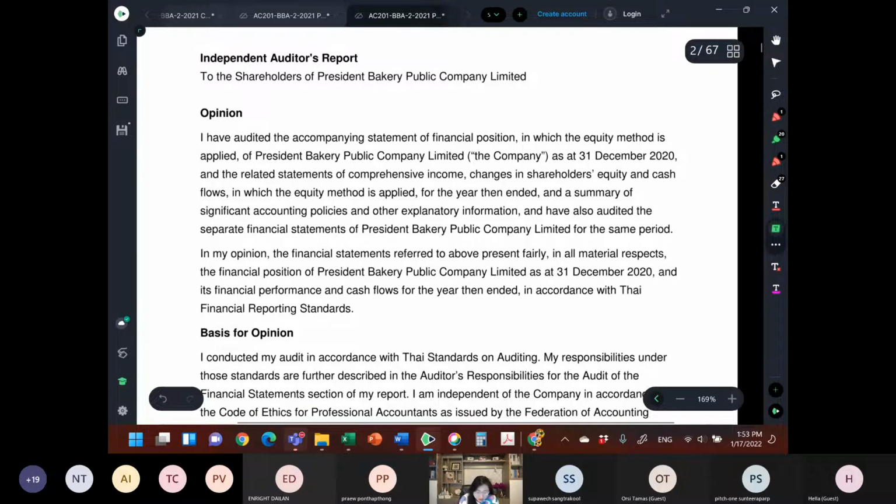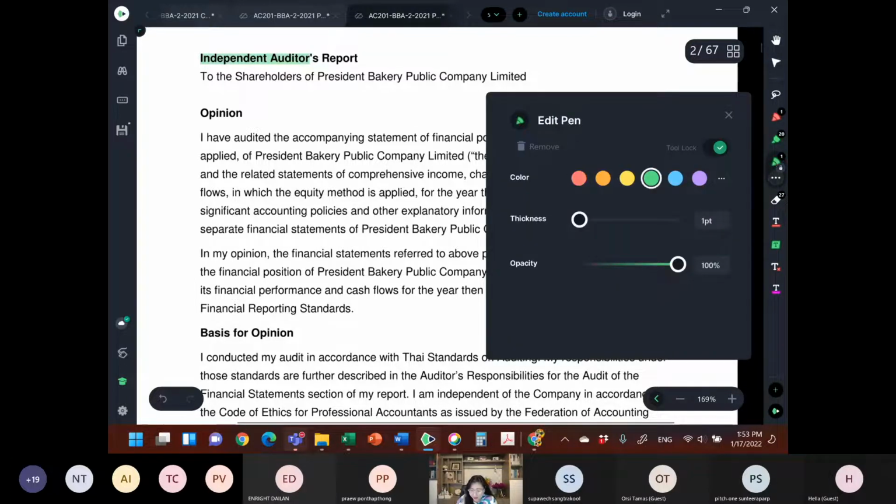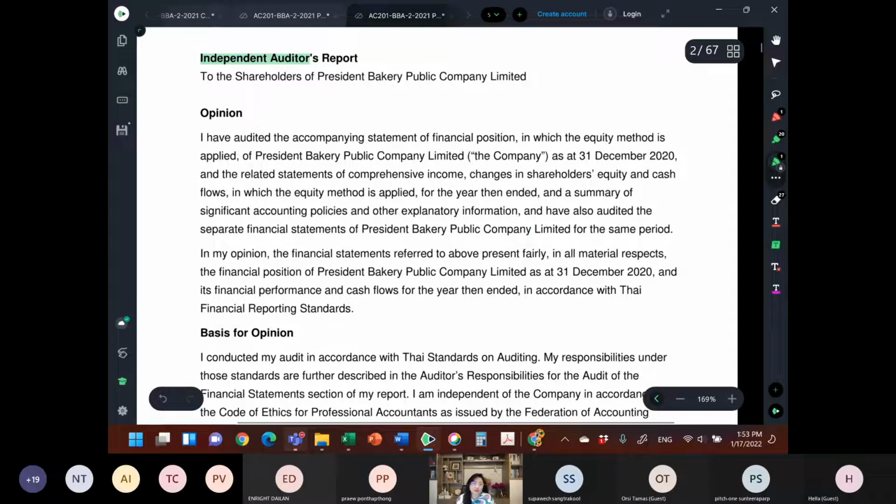Okay, this is the independent auditor. For the independent auditor, everyone, we can also call this just auditor in short. That's okay as well, or CPA, which is certified public accountant. All right, so this is a CPA, or certified public accountant.